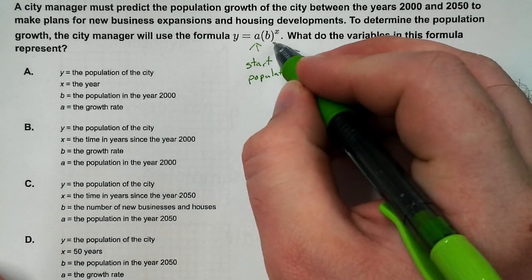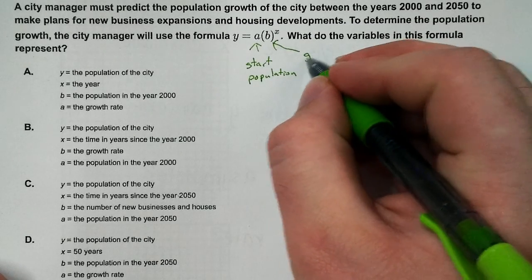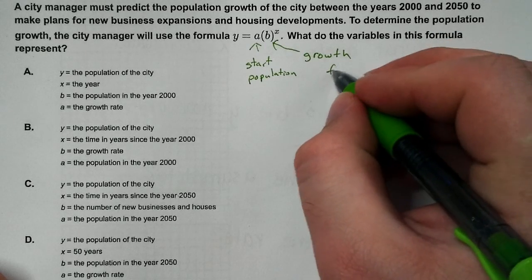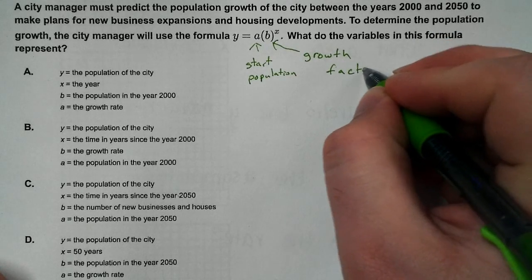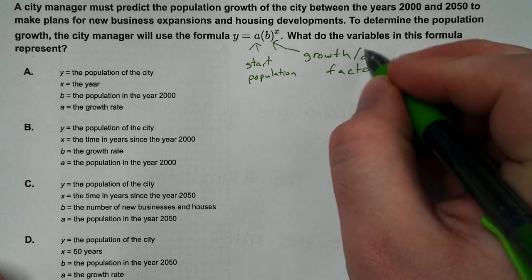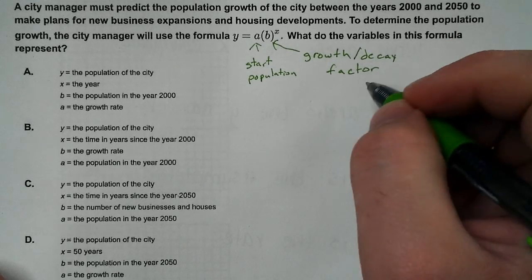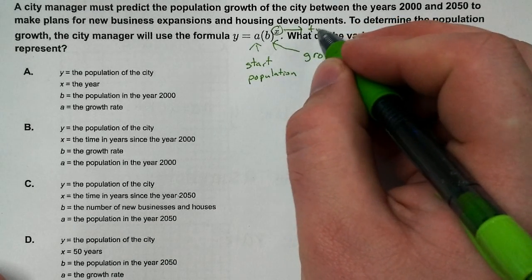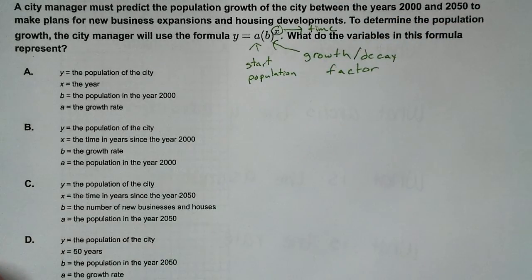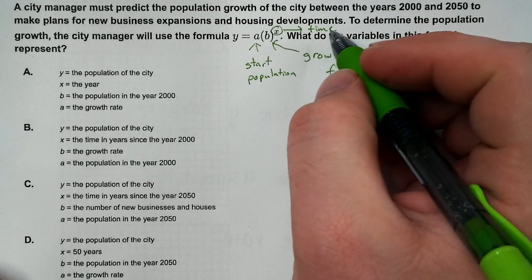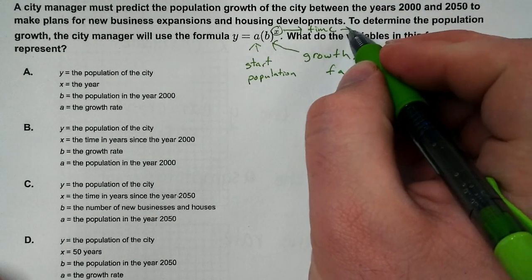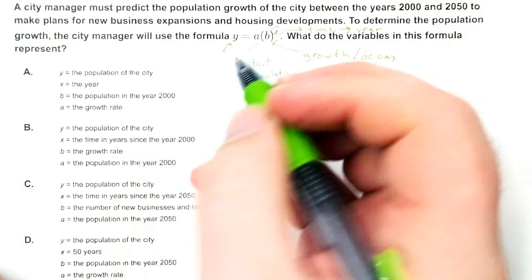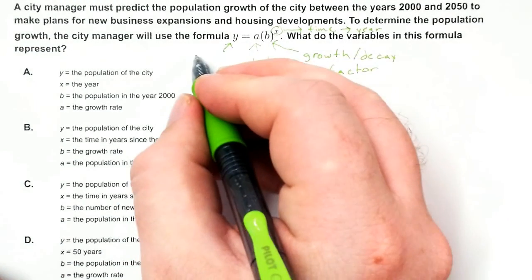Now this b, that should be our growth factor, because we assume that the city is going to be growing in population. Growth factor, or it could be decay factor if there's people leaving the city each year. Their x here is the time. So whatever year, and then the y, that is just the population at that year.